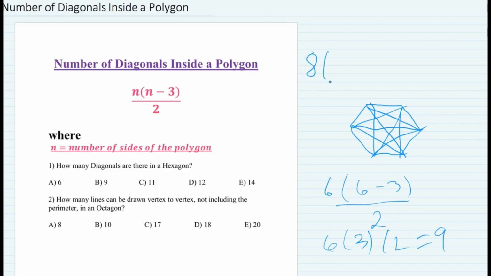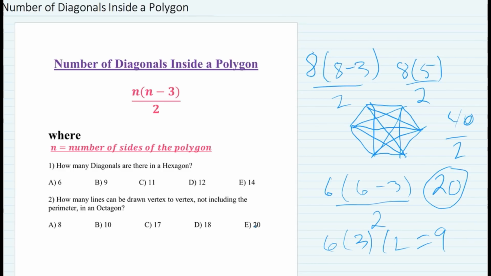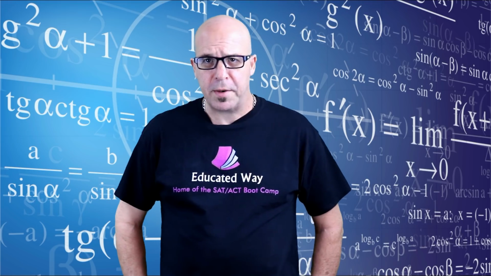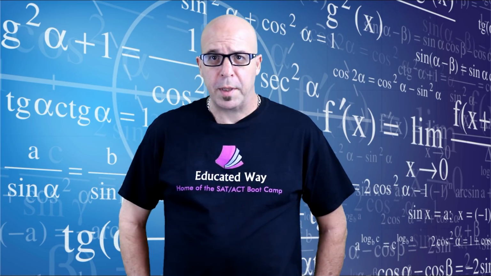8 times 8 minus 3 over 2. So the number of sides is 8. It's 8 times 5 over 2. 40 over 2 equals 20. 20 diagonals inside an octagon. Answer choice E.